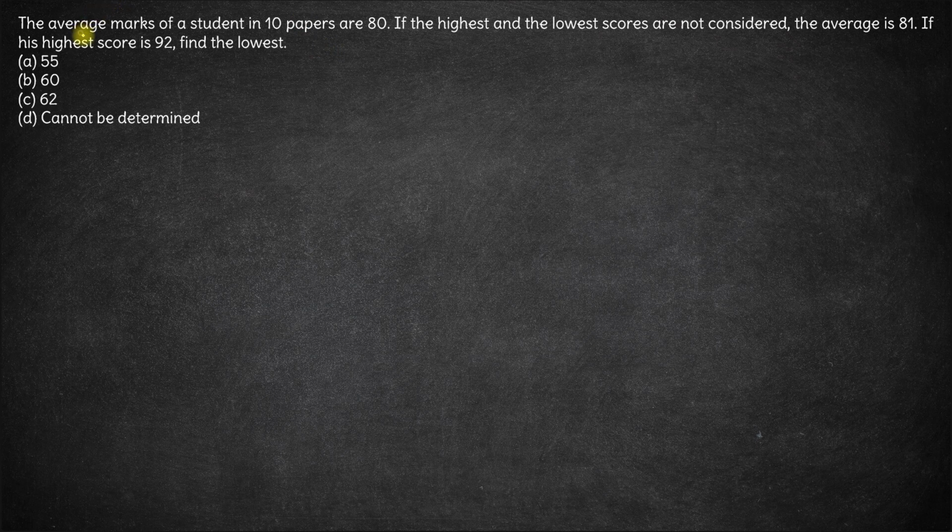Hi, in this question we have the average marks of a student in 10 papers is 80. So the total marks in these 10 papers must be 10 into 80, 800. Now, if the highest and the lowest scores are not considered, the average is 81.